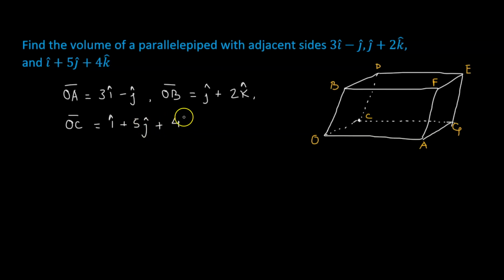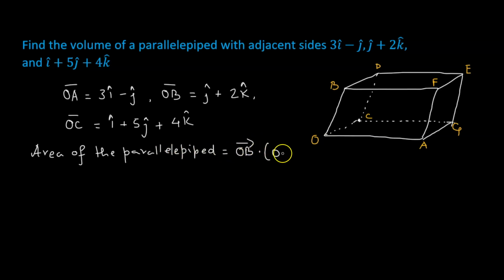Then the volume of the parallelepiped will be OB vector dotted with the cross product of OA vector and OC vector. So all we have to do is find the scalar triple product of the three concurrent edges concurrent at point O. So this will be simply finding the determinant, which is a 3 by 3 determinant.